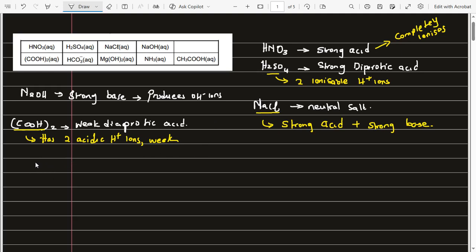Now the other one that we have next on the table is HCO3 minus. I'm not going to waste time on this one. This is an ampholyte. The reason we say that is that it can act as an acid or a base. So an ampholyte is a substance that can act as an acid or a base.